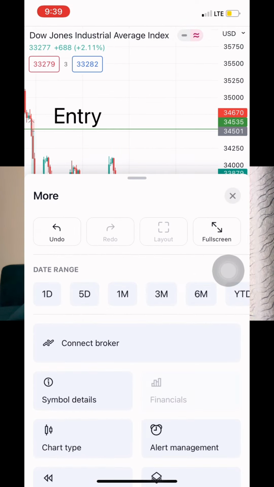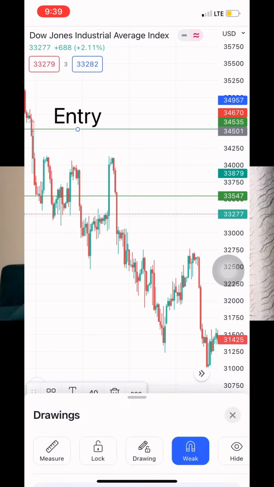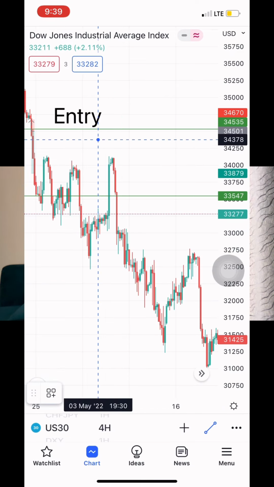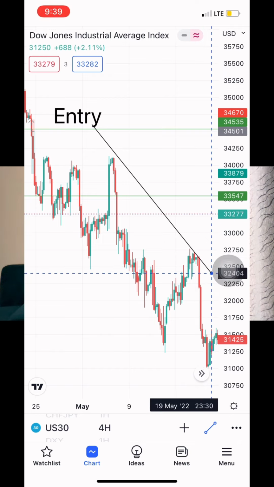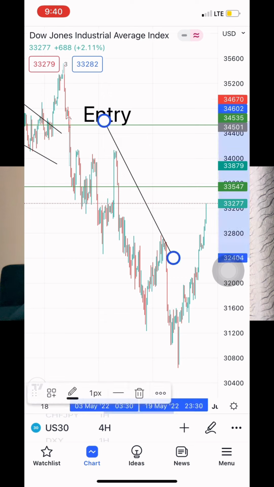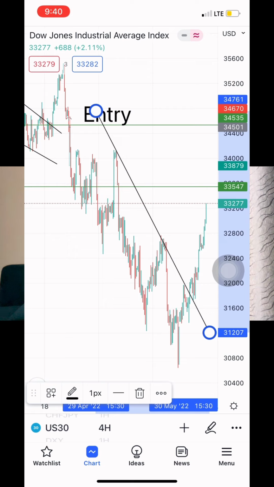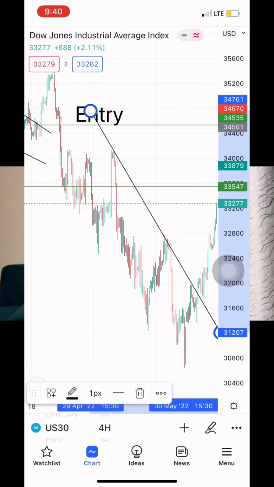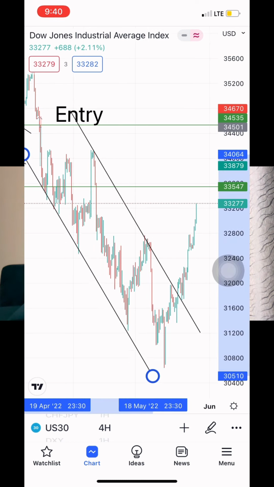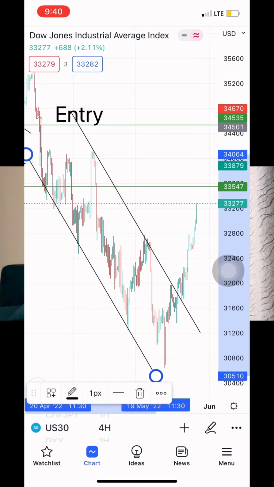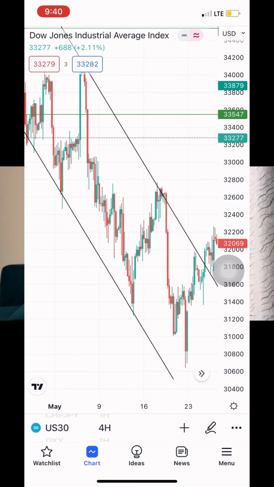We come here and draw our trend line like this. See? Something like this. I'm going to first zoom out and draw a nice trend line, something like this. Then again, you have to draw the second trend line. So I'm just going to clone it here. This is my second trend line. I'm just going to put it just there. So now you see we have a downtrend.